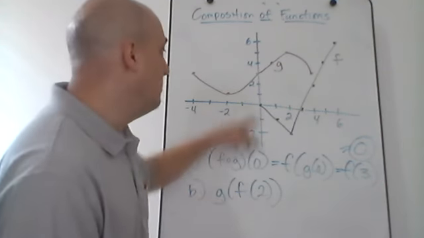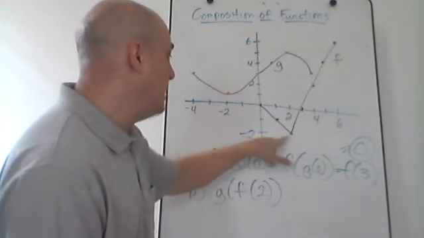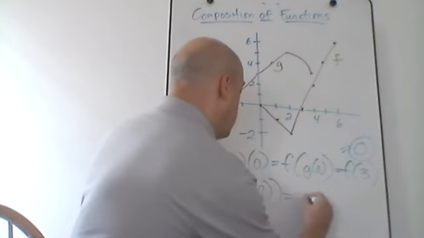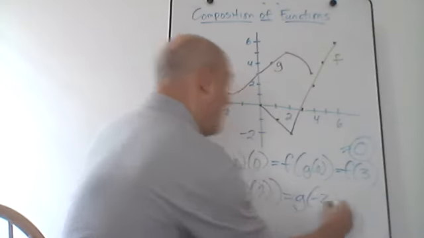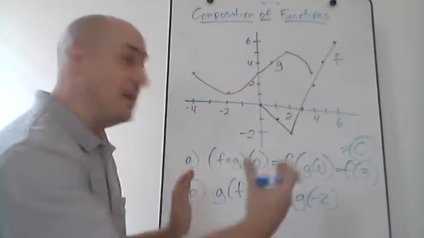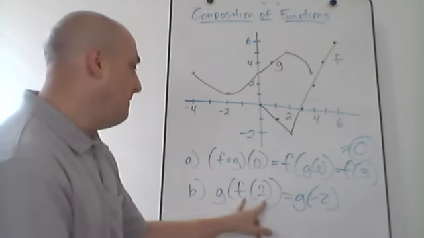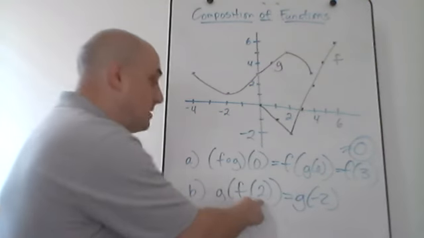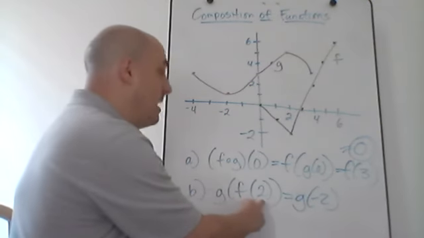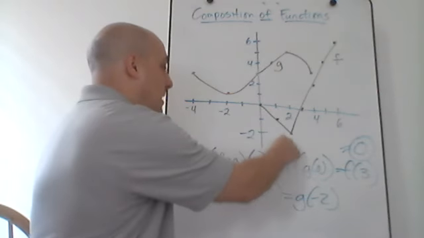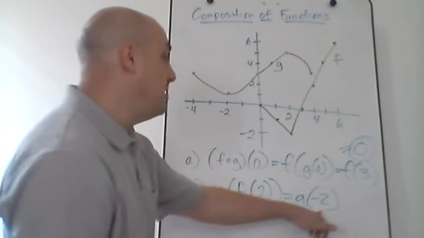So when x is equal to 2, my f function is down here at a y coordinate of -2. So this is equal to g of -2. I do the inside function first, and then I do the outside function. The f of 2 is on the inside, the g is on the outside of the parentheses. I do what's inside the parentheses first. I evaluate f of 2: when x equals 2 on the f function, y equals -2. And now I need to find g of -2.